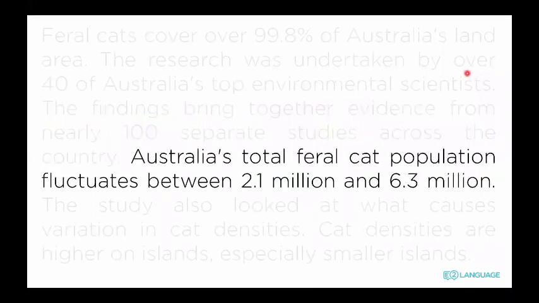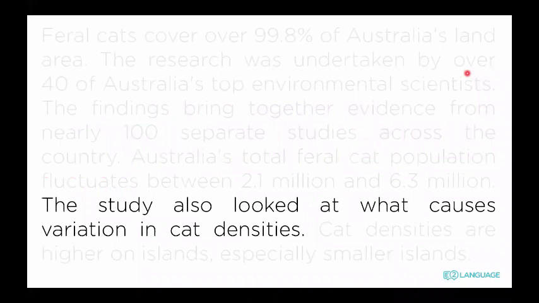Australia's total feral cat population fluctuates between 2.1 and 6.3 million. We know the verb is fluctuates, therefore the subject must be Australia's total feral cat population. 5 words, 1 subject. The study also looked at what causes variation in cat densities. We know that the verb is looked at. Therefore, we know the subject must be the study also. There's also a little verb here, but we won't worry about that today.